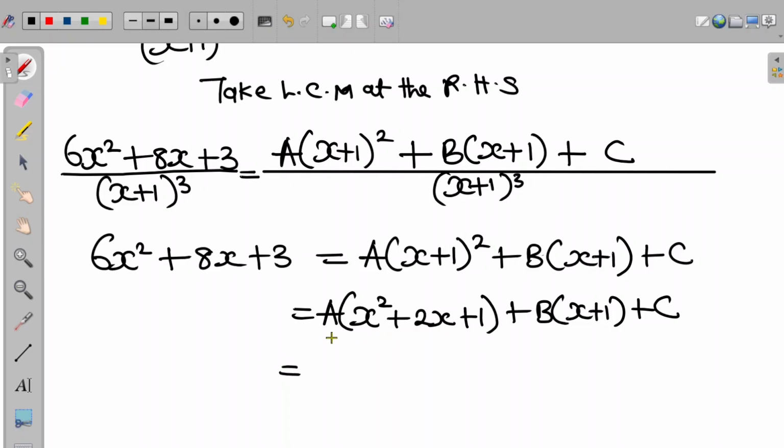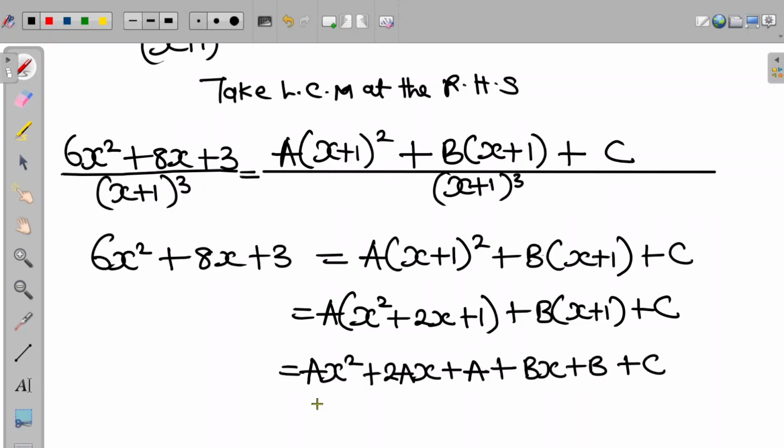So we have a times x squared is ax squared. A times 2x is 2ax, plus a times 1 is a, plus b times x is bx, b times 1 is b, and plus c. So let us bring down the left hand side. So we have 6x squared plus 8x plus 3.